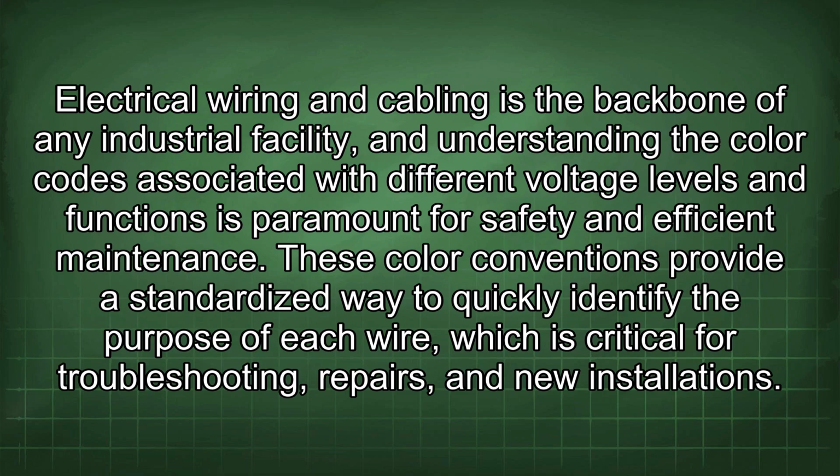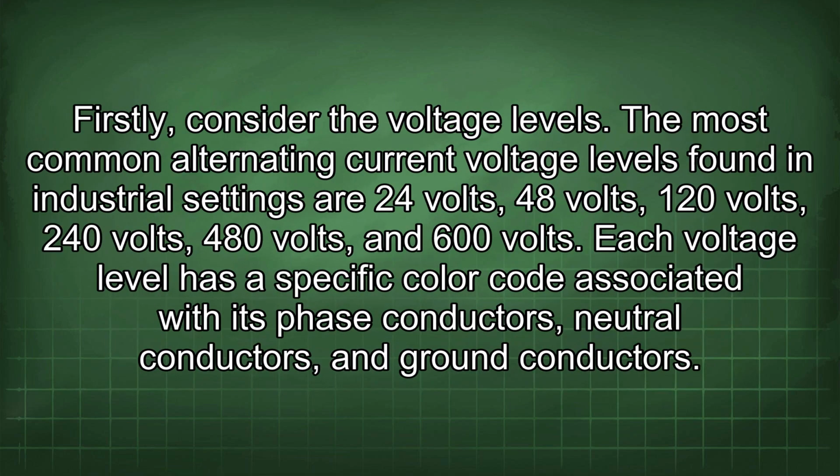Electrical wiring and cabling is the backbone of any industrial facility, and understanding the color codes associated with different voltage levels and functions is paramount for safety and efficient maintenance. These color conventions provide a standardized way to quickly identify the purpose of each wire, which is critical for troubleshooting, repairs and new installations. Firstly, consider the voltage levels.